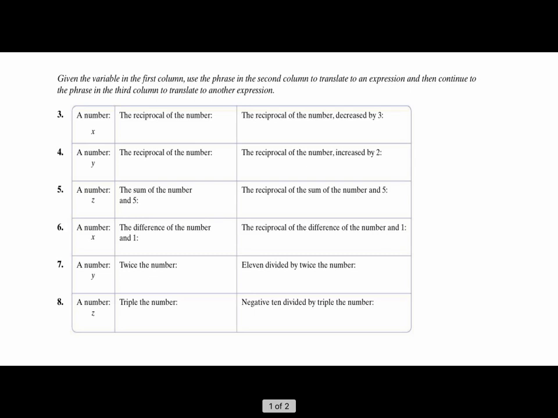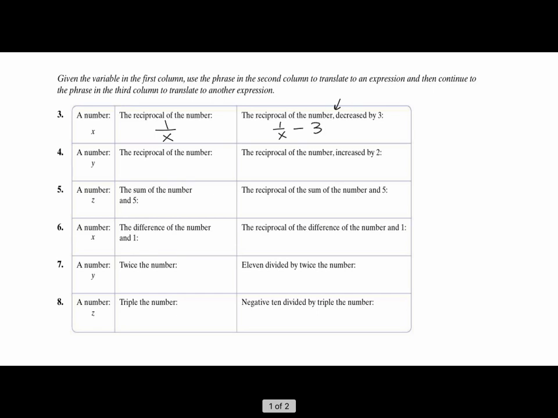So, number 3, the number is x. So, the reciprocal of the number is 1 over x. The reciprocal of the number decreased by 3. So first we do the reciprocal of the number, and you see that the pause says this is completely separate. Decrease that by 3.